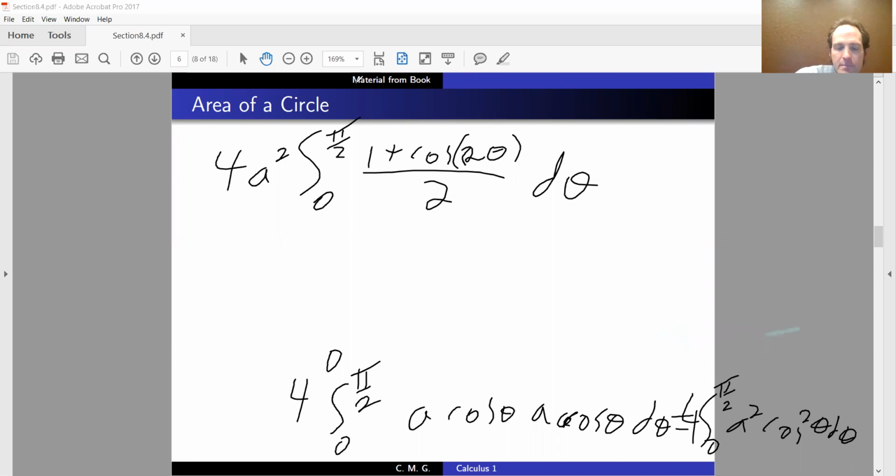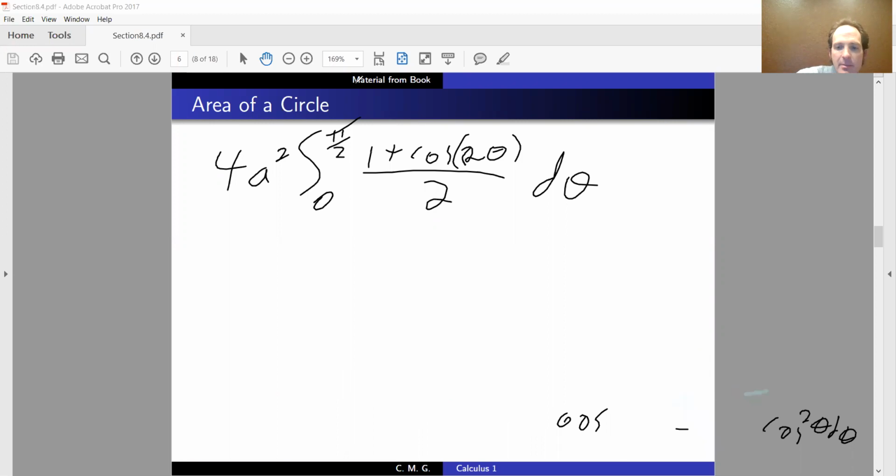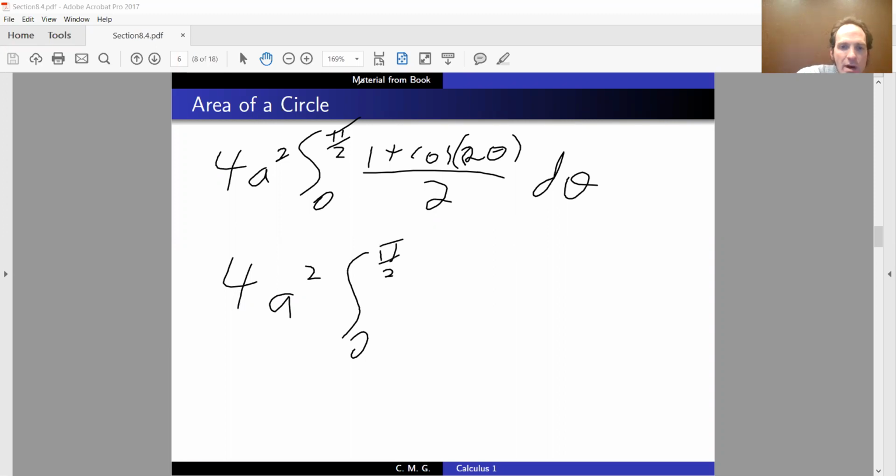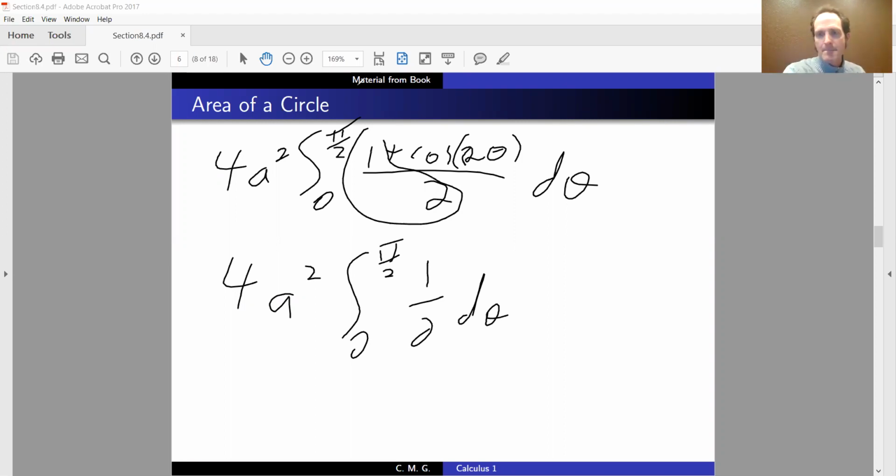So now what do we get? Now I can integrate this whole thing, and I'm going to separate it into pieces. I'm going to pull 1/2 in front. So I'm going to get 4a squared times the integral from 0 to pi over 2 of 1/2 d theta. That's the first piece of this fraction. Notice I can split the fraction because it's a sum in the numerator. I cannot split a sum in the denominator. If I have a sum in the denominator, it does not split up, but a sum in the numerator does split up. So that's a nice thing here.